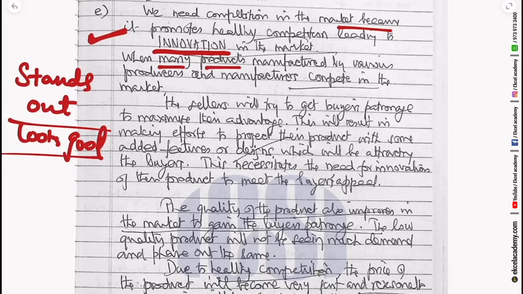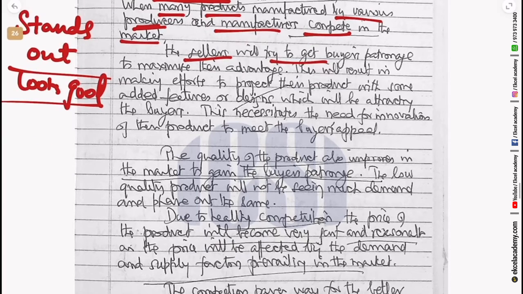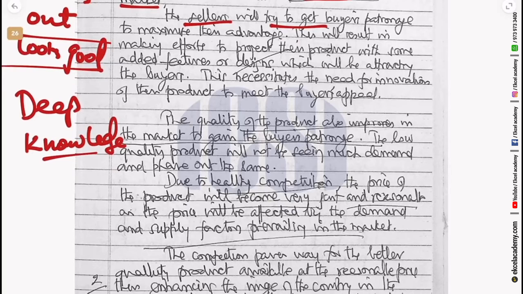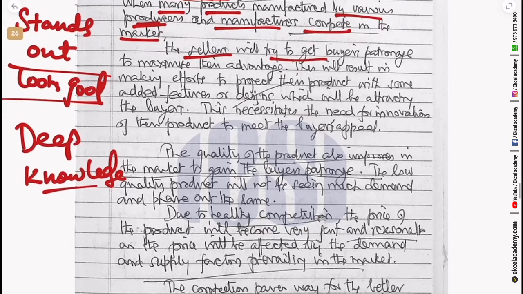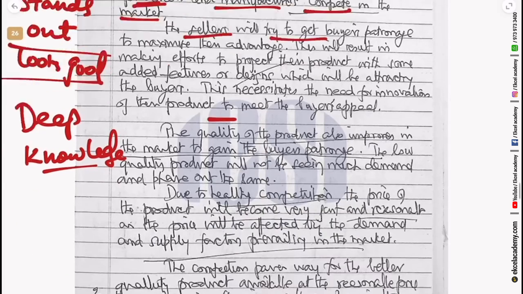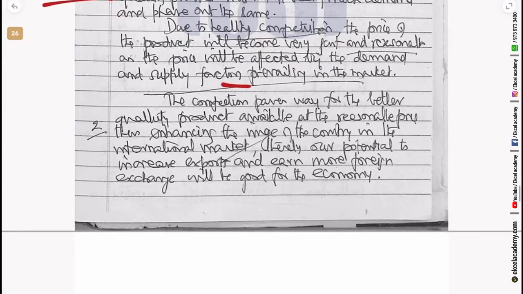When many products manufactured by various producers and manufacturers compete in the market, the sellers will try to get the patronage. So all that very deep knowledge is there, practical knowledge is there. When you read the answer, you don't feel that the student has simply studied the book and is just writing what is there. The in-depth knowledge is there, practical knowledge is there, paragraphs, then a one-line gap, which makes the answer look very good.